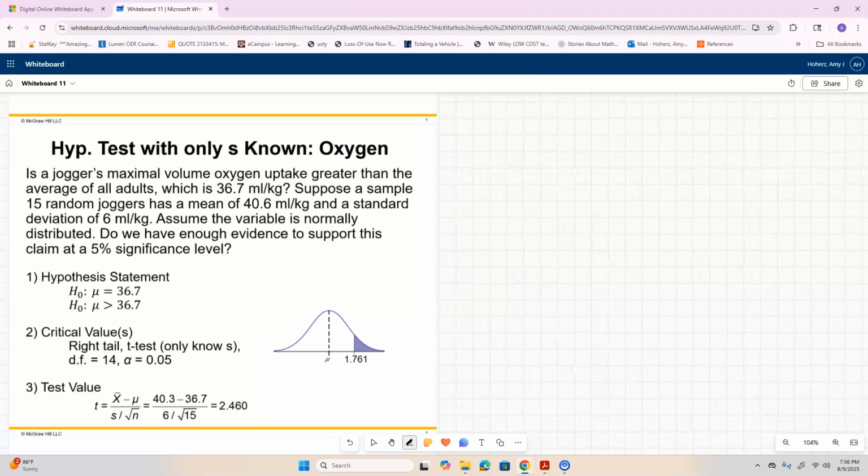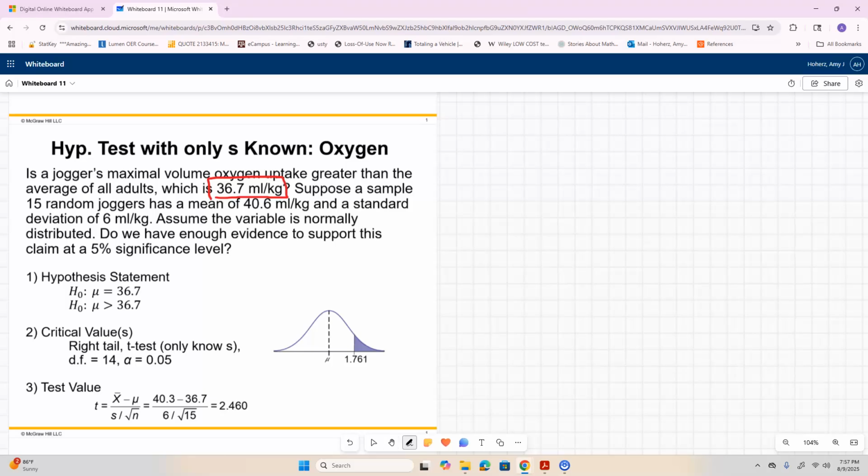A jogger's maximal volume oxygen uptake, it's kind of a long description there, is basically the largest amount that they can hold in their lungs. Is it greater than the average of all adults? So basically, are joggers' lungs able to hold more oxygen than the average adult? And then it says the average adult is 36 milliliters per kilogram.